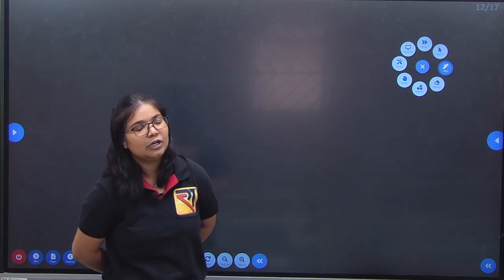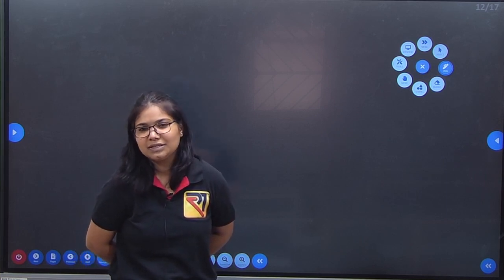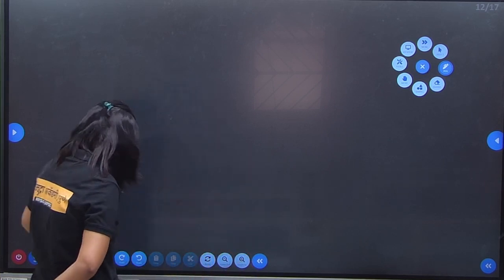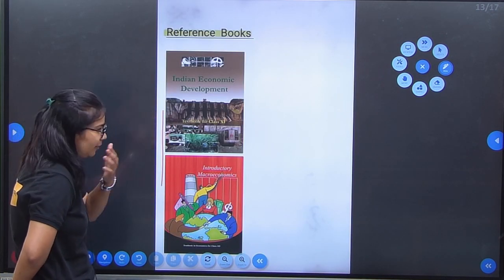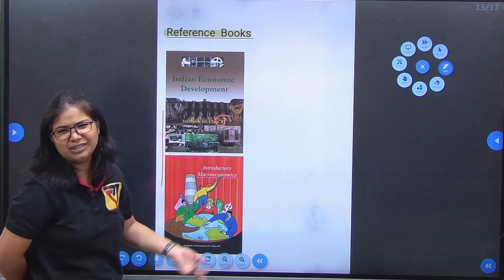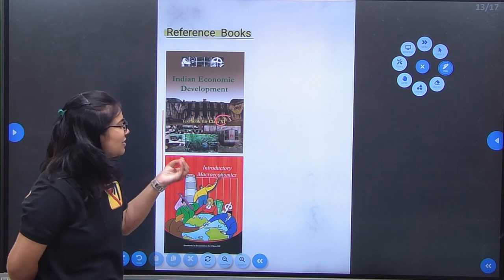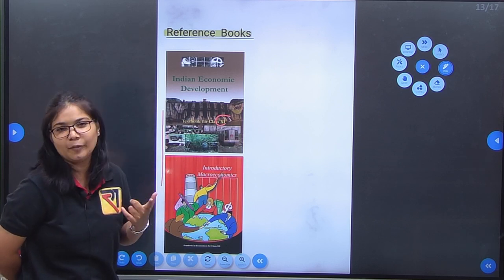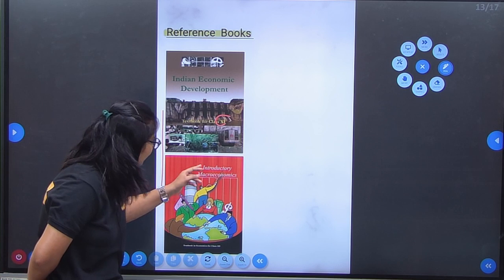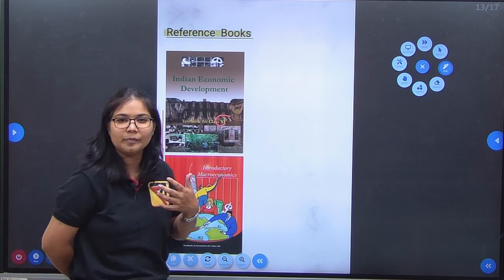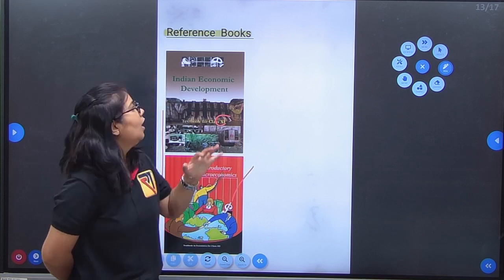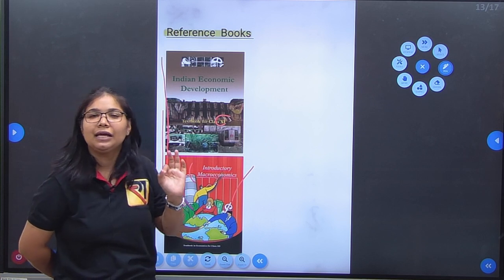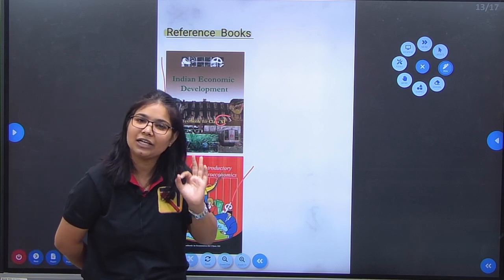And now we are going to discuss which book you should refer to for dealing with the syllabus. There are books like the NCERT books, Indian Economic Development of class 11. You can go through it, it is very simple, and this book is written in a very lucid manner, like a story book. You can refer to Introductory Macroeconomics, where the concepts of macroeconomics are explained. You must go through the NCERT book.